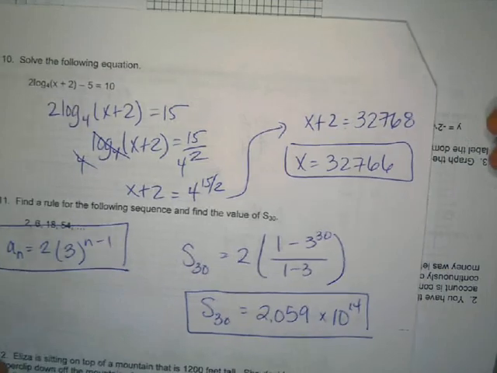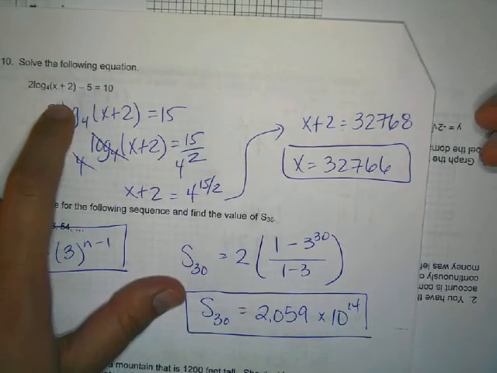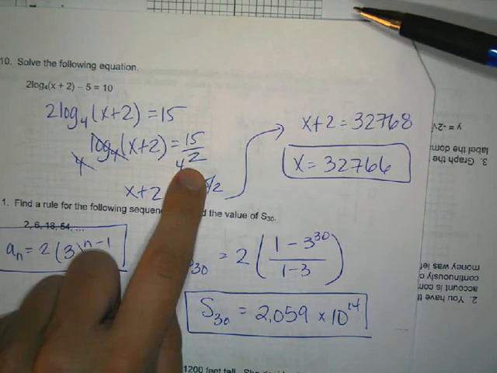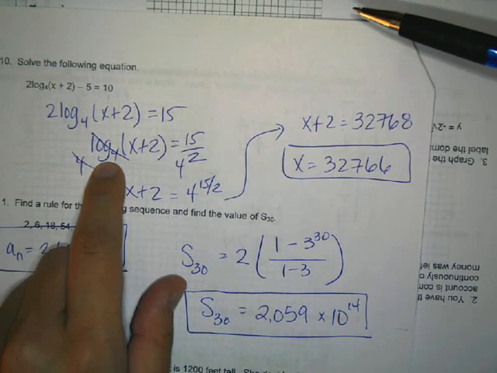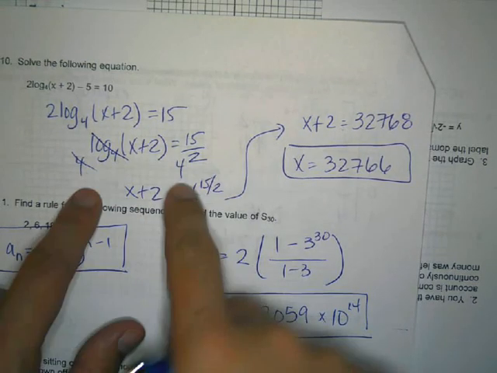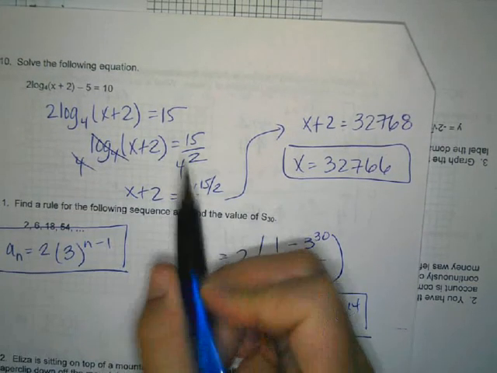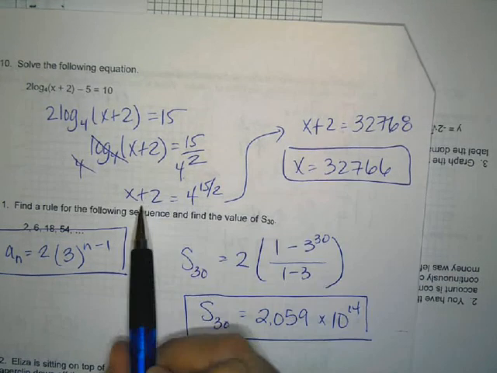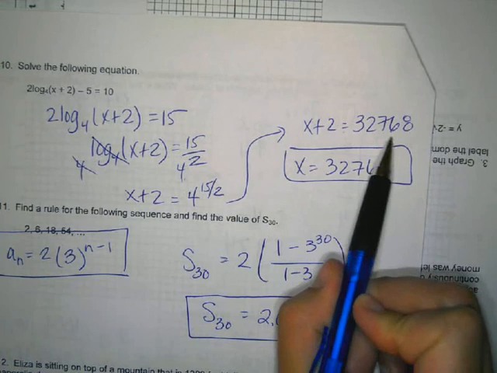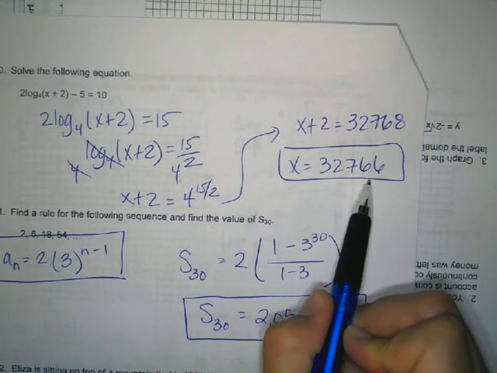Okay. Number 10. To solve logarithms, you have to first isolate the log term. So I had to move 5 over and then divide by 2. To get rid of the log, you have to use the opposite function, which is an exponential. So we exponentiate both sides with a base of 4. So those cancel, leaving me with x plus 2. And then 4 to the 15 halves is that number there. And then I solve for x by subtracting 2.